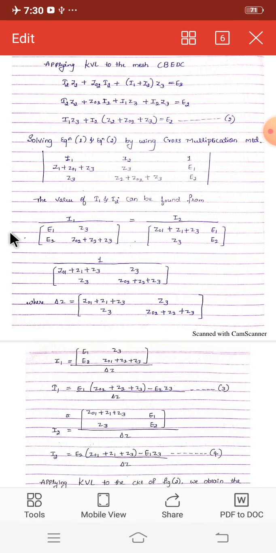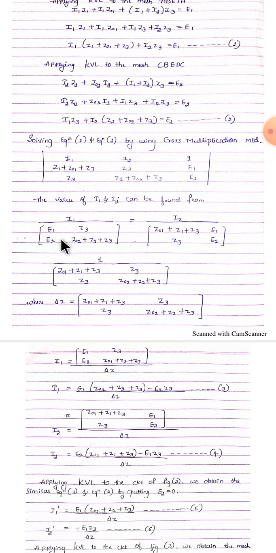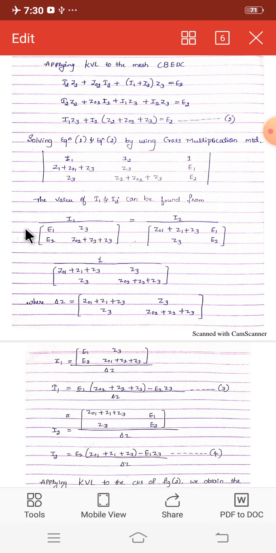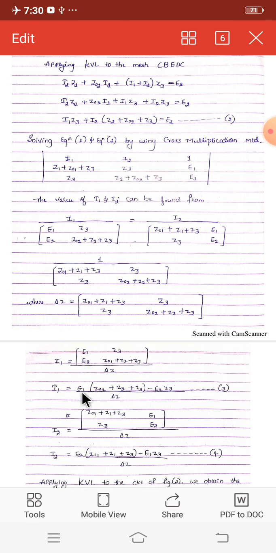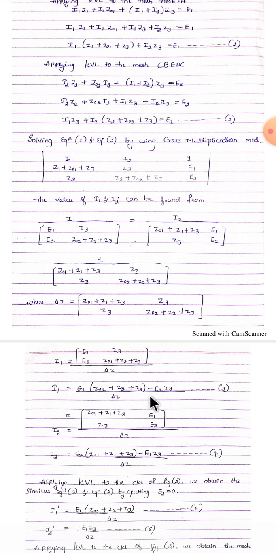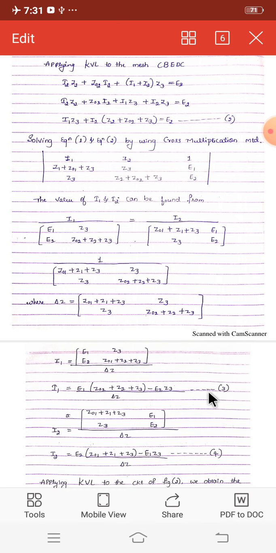So we want I1, that is equal to E1, E2, Z3, Z02 plus Z2 plus Z3. Here I1 is there and we want I1, so this denominator becomes the numerator, divided by delta Z. Simple mathematics. Next, I1 equals E1 times Z02 plus Z2 plus Z3 minus E2 Z3, so this into this minus this into this, the matrix method, divided by delta Z. Consider this as equation number 3.